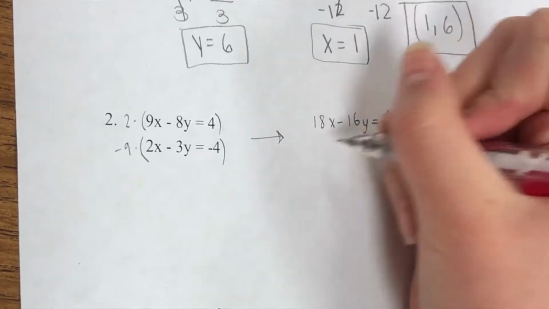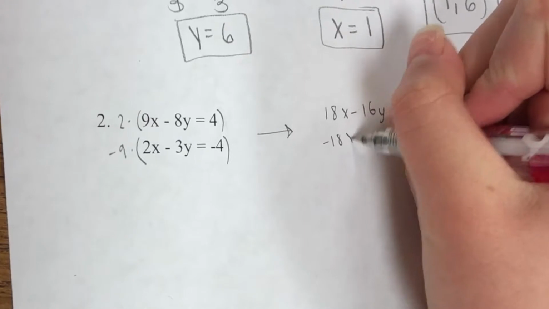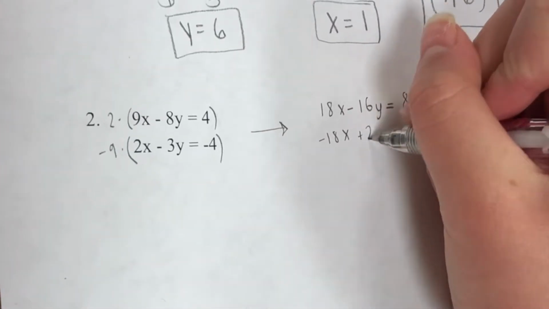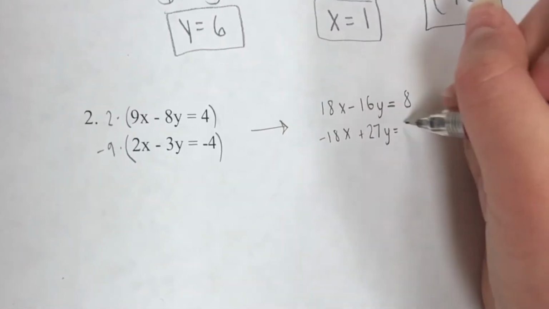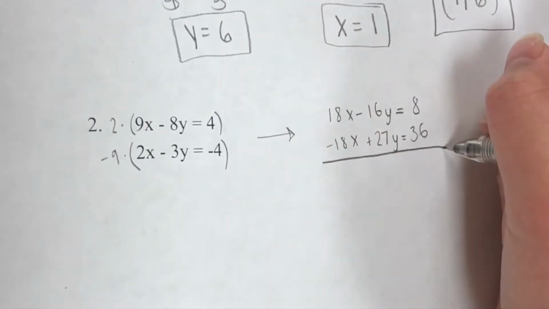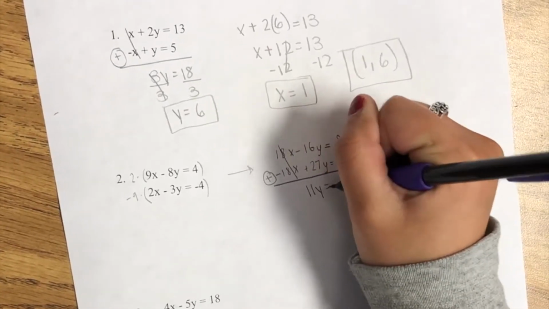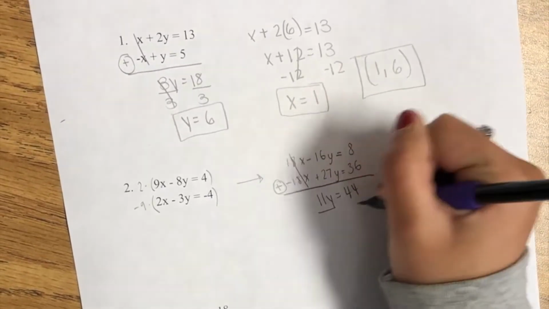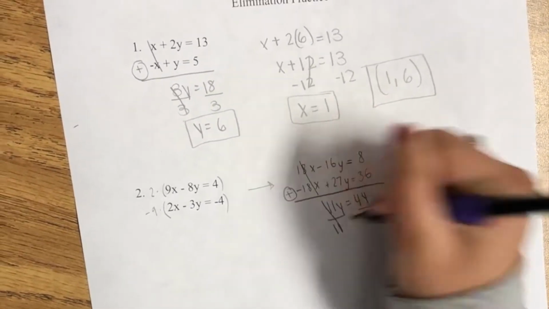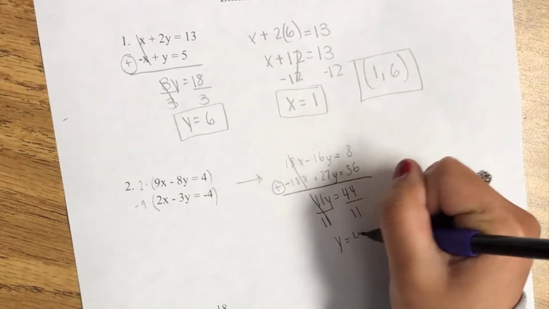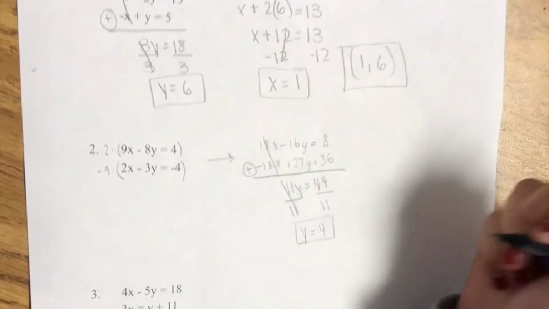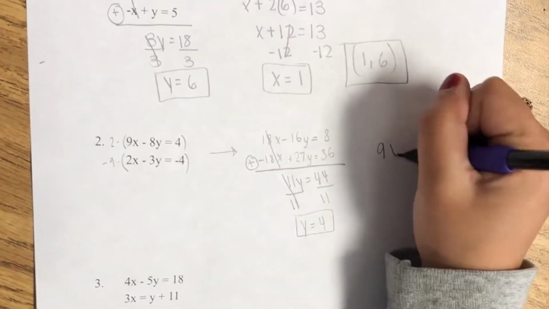So once you do that, you'd get 18x minus 16y equals 8 for the first equation. And then for the second equation, you get negative 18x plus 27y equals 36. And then you'd be left with 11y equals 44. Oh, so now we just divide by 11 on both sides to find y. So when you divide by 11 on both sides, you get y equals 4.